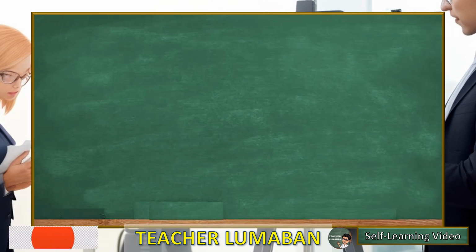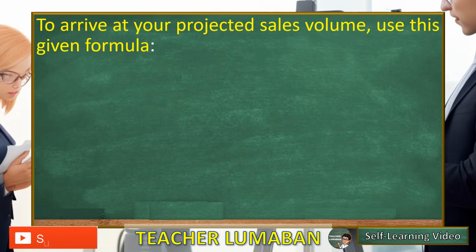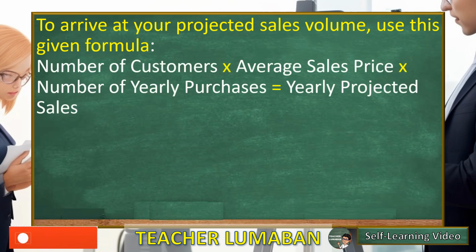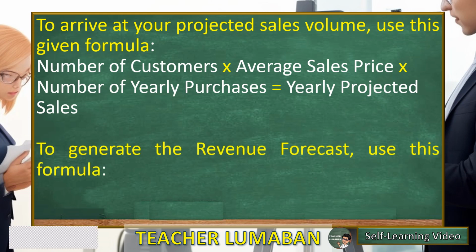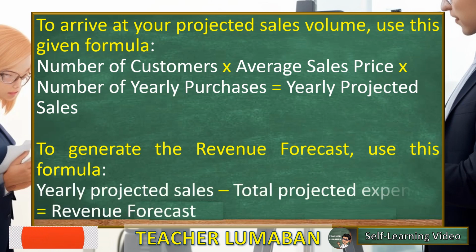To arrive at your projected sales volume, use this given formula. Number of customers, multiply by, average sales price, multiply by, number of yearly purchases, equals, yearly projected sales. To generate the revenue forecast, use this formula. Yearly projected sales, minus, total projected expenses, equals, revenue forecast.